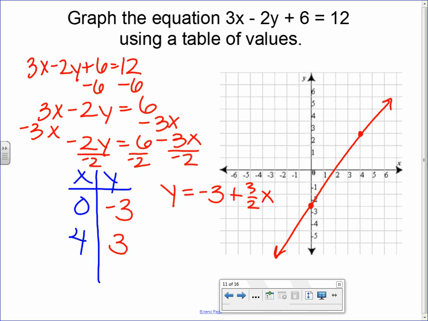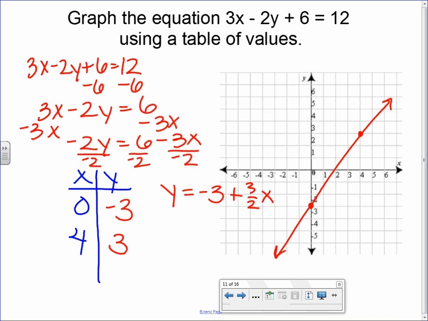And if you're not sure, just put in more points into your XY table. Make sure you have arrows on the end of that line. I will take off points if I don't see that. Otherwise, it's not a line, it's a line segment. Something different. Okay, any questions graphing a line from an XY table?